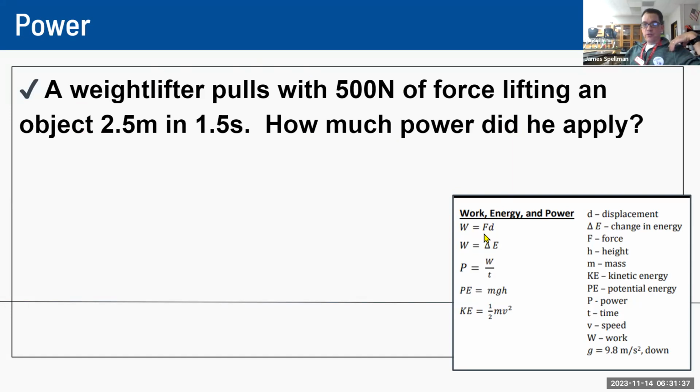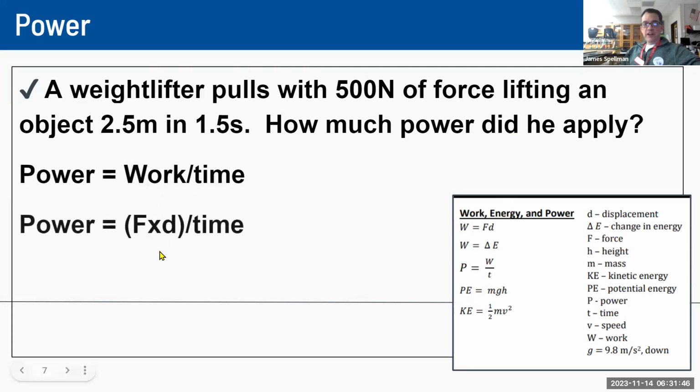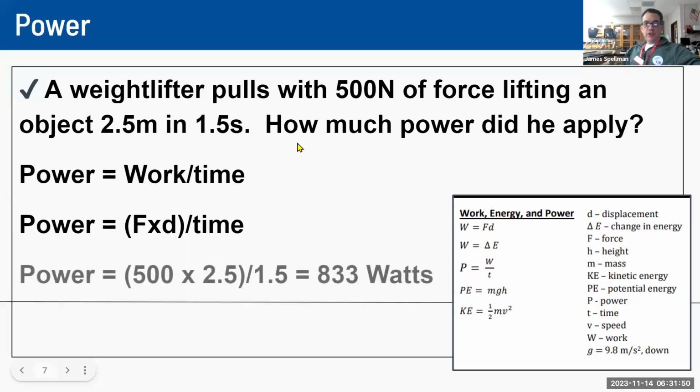So if you don't know the work, but you know force and distance like we do up here, work is force times distance. So we can kind of rearrange our formula. So instead of work divided by time, we can replace that with force times distance and plug in our numbers. Newtons is a force, meters is a distance, and seconds is our time. So 500 times 2.5 divided by 1.5 gives us 833 watts, which is a pretty good bit of power if you want to compare that to like a standard light bulb that we have there.